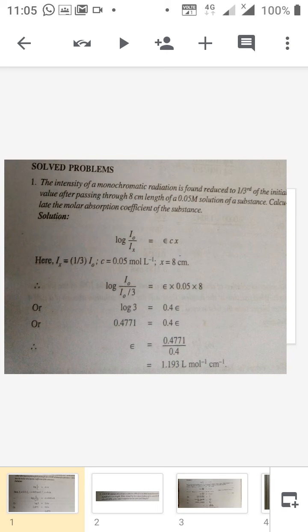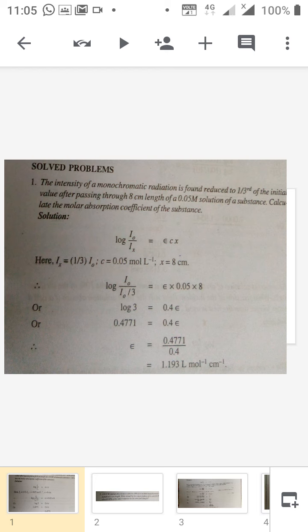That is the question. So in every problem we have to convert every data which is given in the question to the SI unit. But remember that in this question we cannot convert the length to meters, because the definition of the Beer-Lambert's law explains the length of the cuvette in terms of centimeters. Okay, now we are moving into the problem.